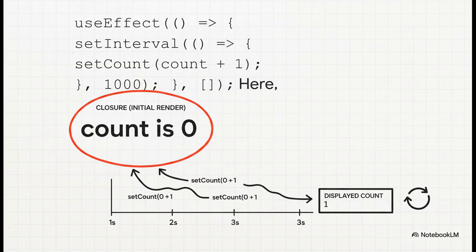And we give it an empty dependency array, empty brackets, because our brain says, well, I only want to start the timer once when it mounts. But look inside the interval. We're calling setCount count plus 1. We're using the count variable.